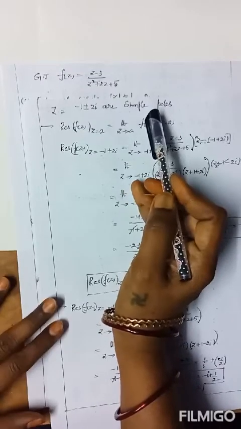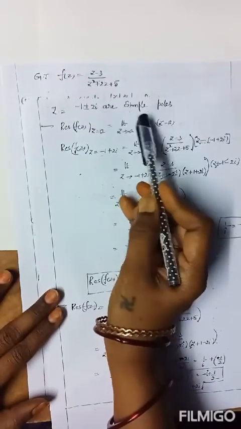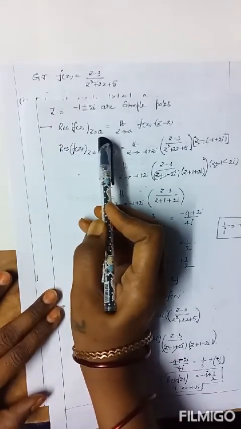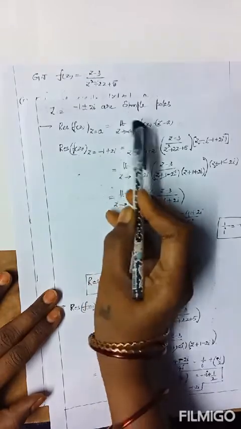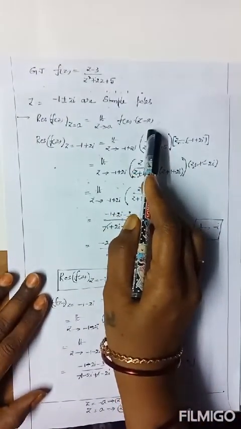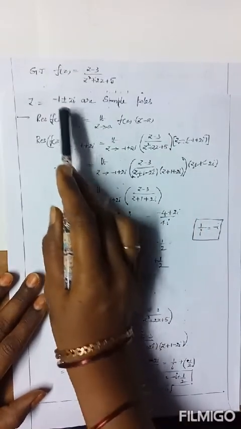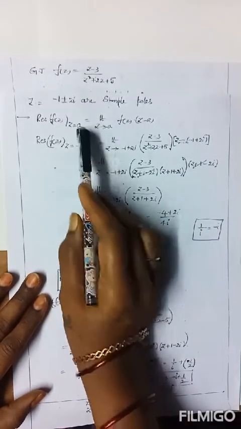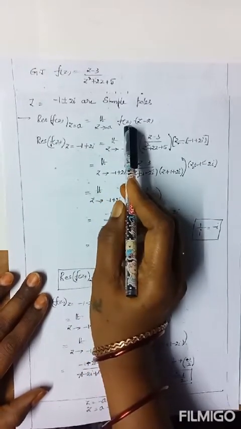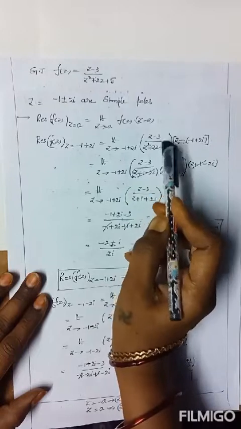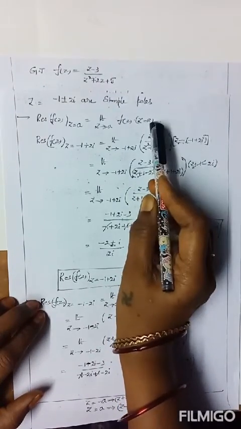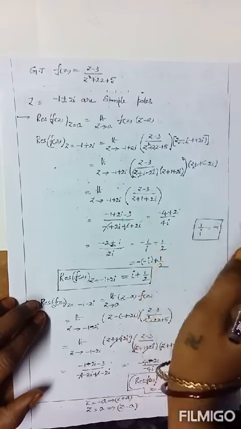At each and every point you have to find the residue. The residue of f of z at z equal to a for a simple pole is the formula: limit of z tends to a of f of z into (z minus a). Now the first point is minus 1 plus 2i in place of a. Limit of z tends to minus 1 plus 2i of f of z, the given function (z minus 3) by (z square plus 2z plus 5), into z minus a, that is z plus 1 minus 2i.